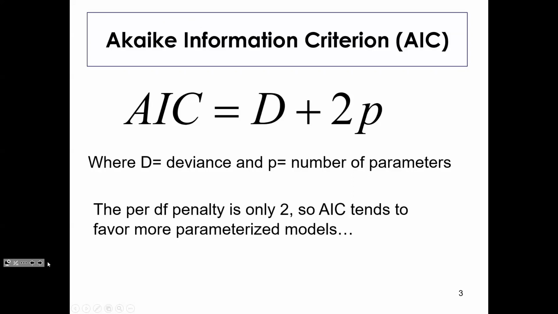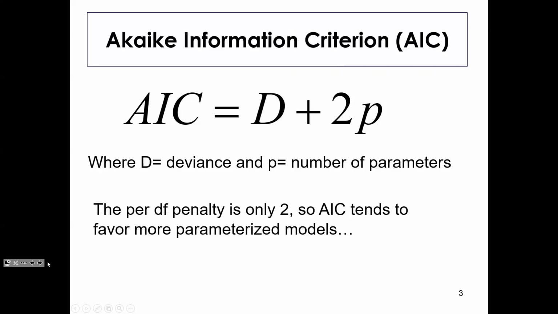If I use the likelihood ratio test and I have 2 models that differ by 1 parameter, the more parameterized model needs to have a deviance that's at least 3.84 points lower than the deviance of the less parameterized model for me to say, oh yeah, that's the better model. If I use the AIC, I just need the deviance to drop by 2 points to say that the more parameterized model is the better model.